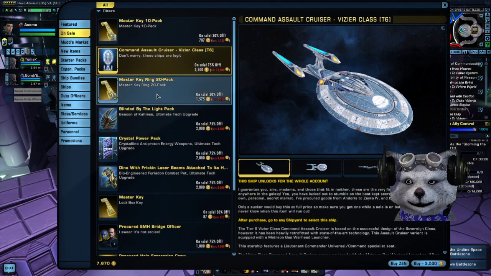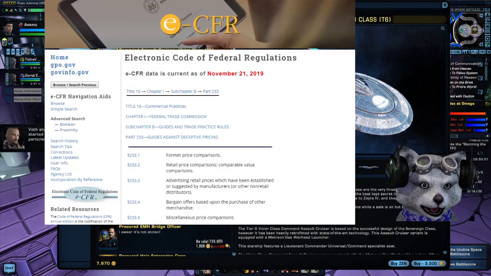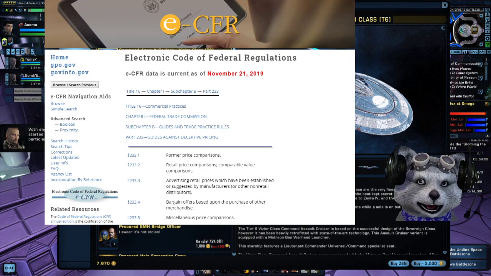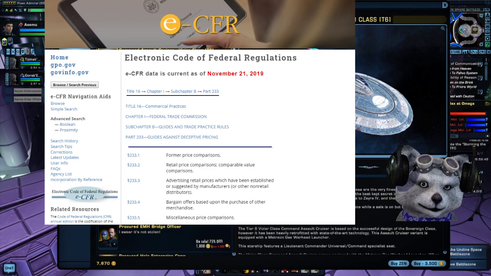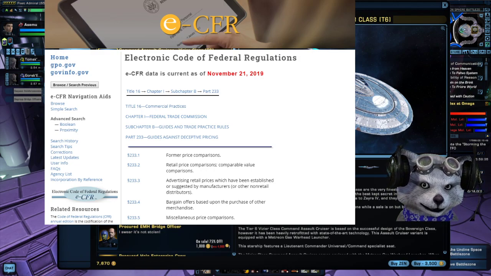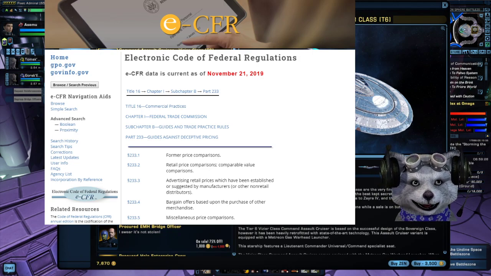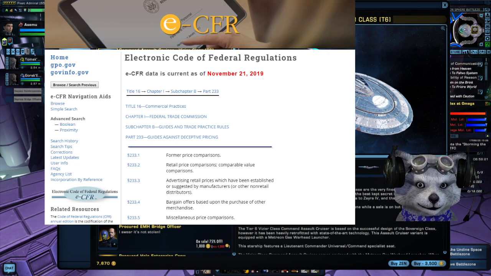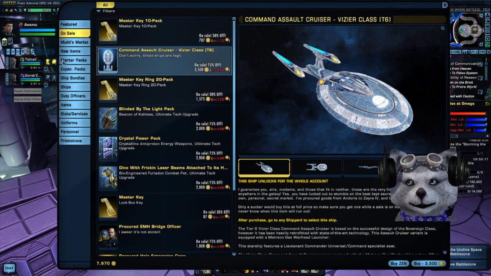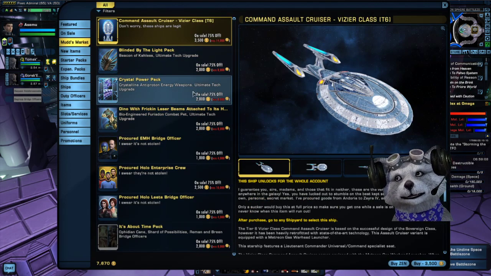This is a real rule of the FTC. I could bring up the page. Okay, see, this is according to the FTC, as of 21, which is the current rule of law. You cannot... Title 16, Chapter 1, Subchapter 8, and Part 233. This is the regulation against unfair trade practices, which is deceptive. So somebody in Cryptic better remove the wording of 75% off here before somebody sues them, or before the FTC finds out and sues them. Okay, but now we'll just get back to the game.